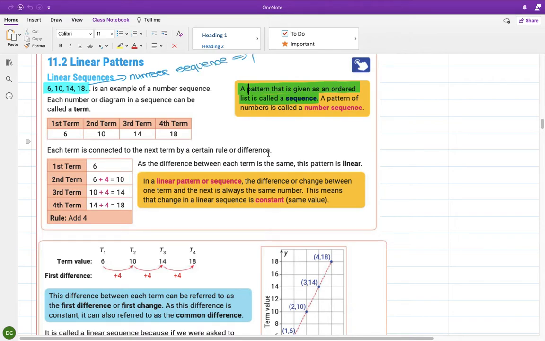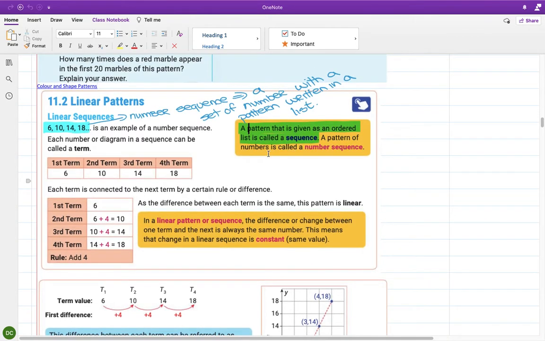which is essentially a set of numbers with a pattern written in a list. Okay? Another important point is that each number or each bit of the sequence is called a term. So the first term, you can see it here, they've done it. The first term of that sequence is 6, the second term is 10, and so on. So we refer to them as terms.